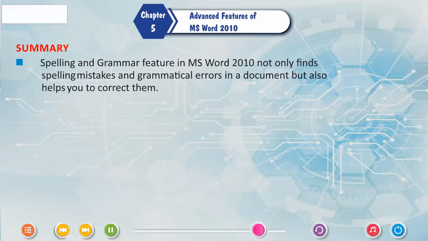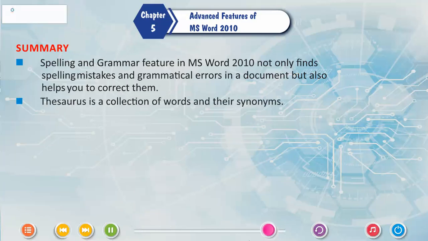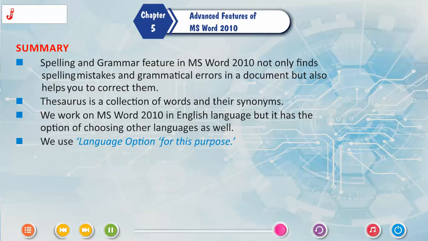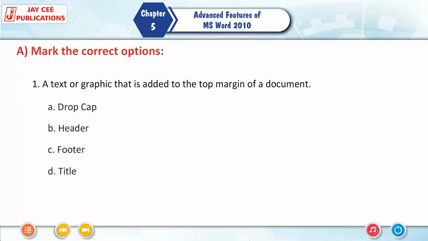Spelling and grammar feature in MS Word 2010 not only finds spelling mistakes and grammatical errors in a document but also helps you to correct them. Thesaurus is a collection of words and their synonyms. We work on MS Word 2010 in English language, but it has the option of choosing other languages as well. We use language option for this purpose. Mark the correct options.